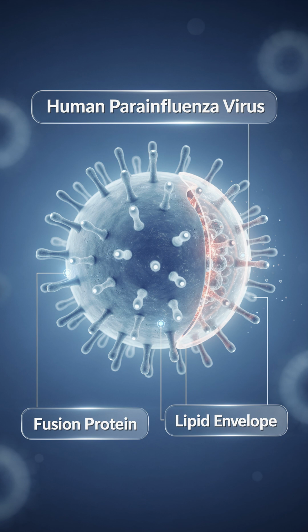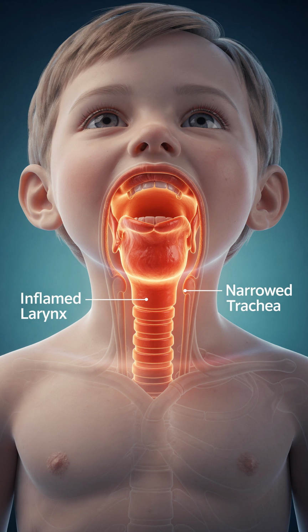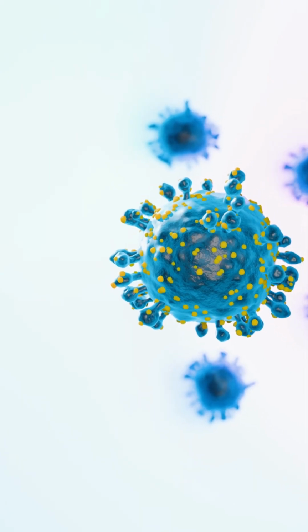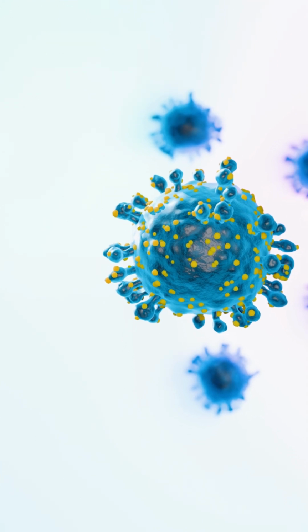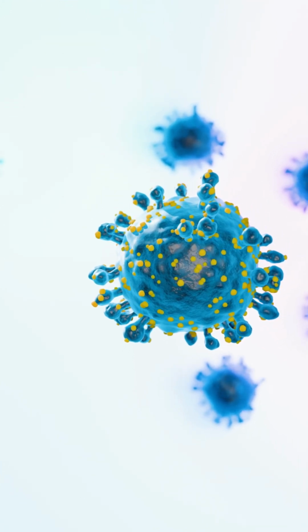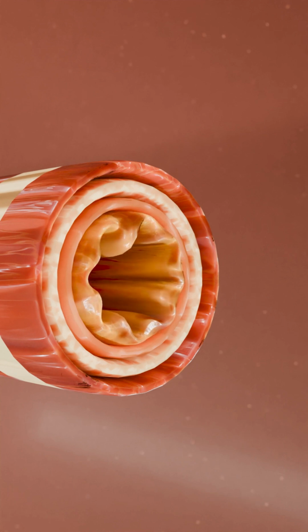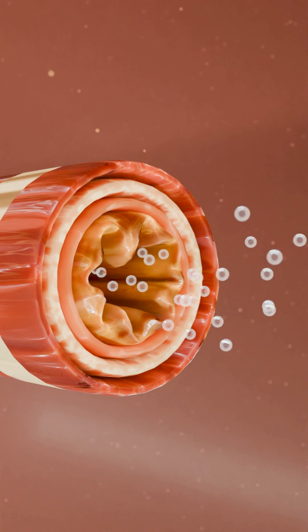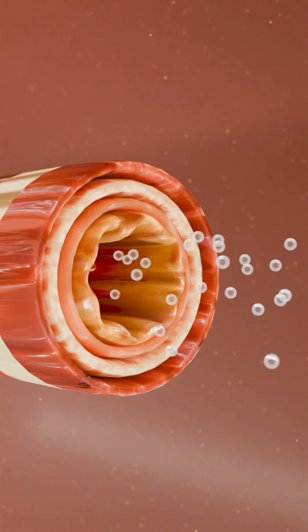The family also includes human parainfluenza viruses, which are major causes of respiratory illness in infants and young children. These viruses are particularly associated with croup, a condition characterized by inflammation of the upper airway and a distinctive barking cough. Respiratory syncytial virus, or RSV, is another important member of the broader paramyxovirus group. RSV is a leading cause of bronchiolitis and pneumonia in infants worldwide and is responsible for significant pediatric hospitalizations each year.